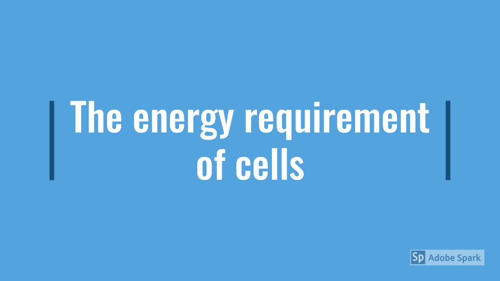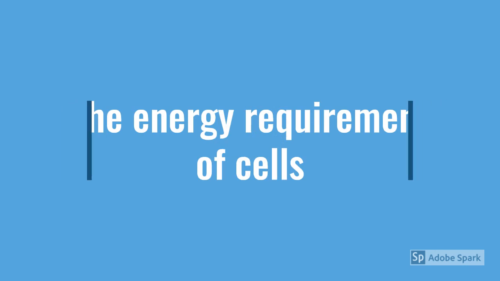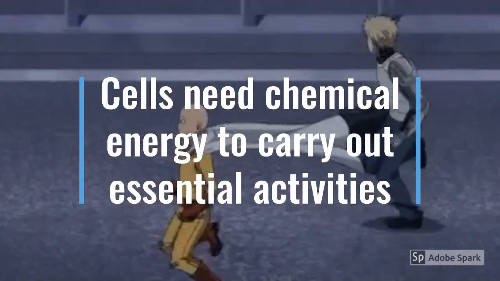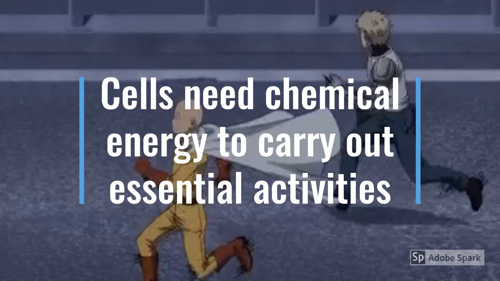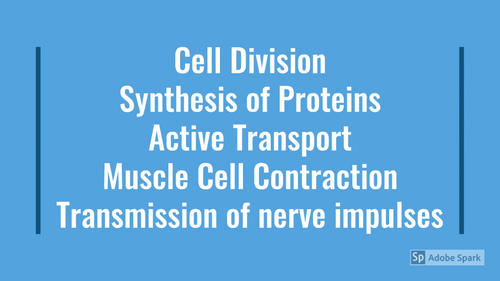So now let's learn about why energy is needed in our bodies, and more specifically, in our cells. Just as you need energy to do all sorts of activities, such as running, your cells also need energy to carry out really important tasks. Some examples include cell division, which you will learn about soon, the making of proteins, something that I've already discussed. If you want to learn about it, I will leave a link in the description. Active transport, again, I will leave the link in the description to that video. Muscle cell contraction and the transmission of nerve impulses.